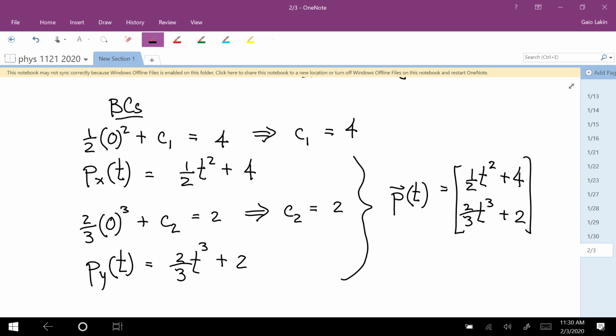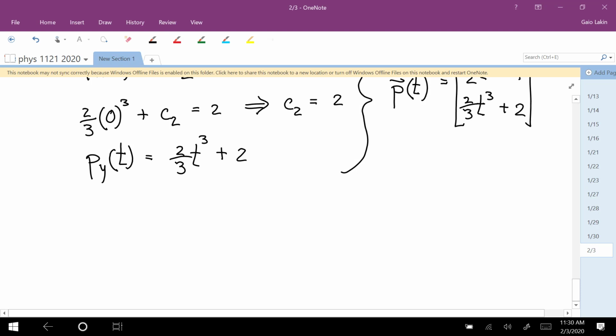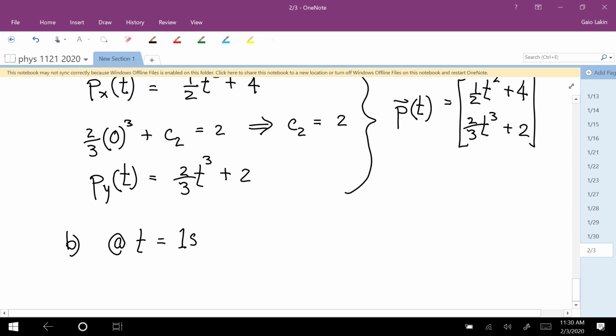Okay, so now we have functions that represent the position vector, velocity vector, and acceleration vector as functions of time. And now for part B, we want to know, and this is just totally arbitrary, I could have asked for any time value, and we could have plugged it in and gotten the position, velocity, and acceleration. But I asked for position, velocity, and acceleration when time is equal to 1 second. Okay, so what do we get for these?